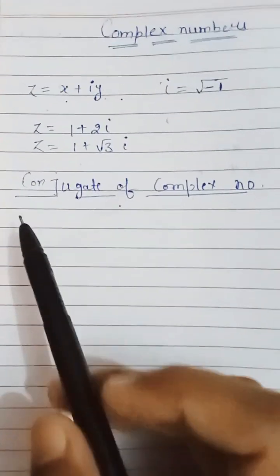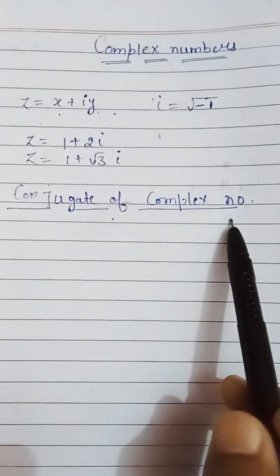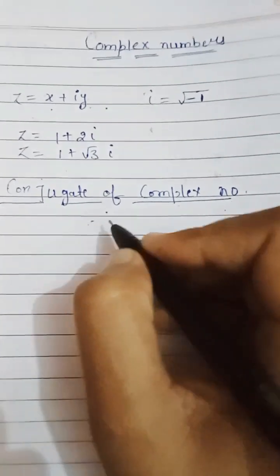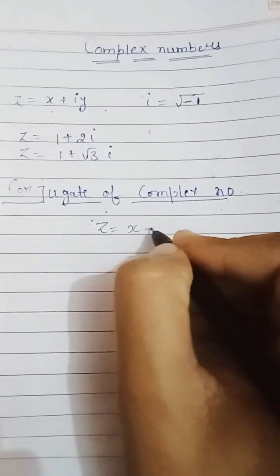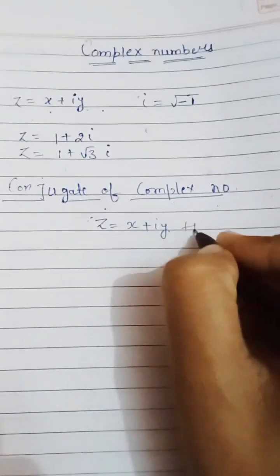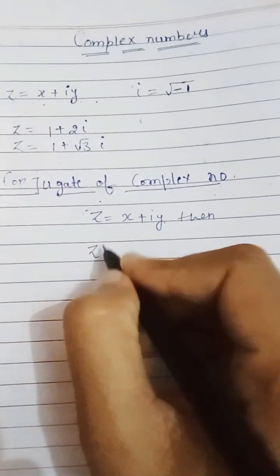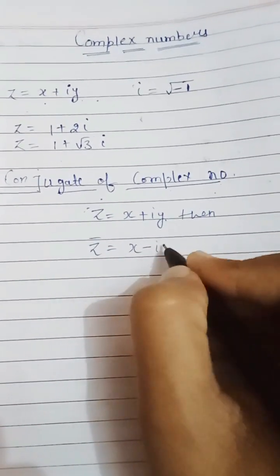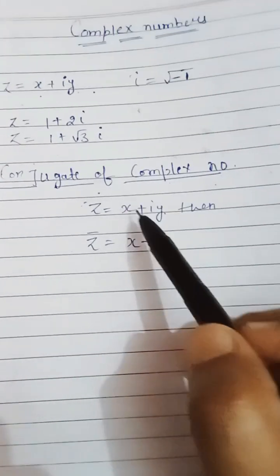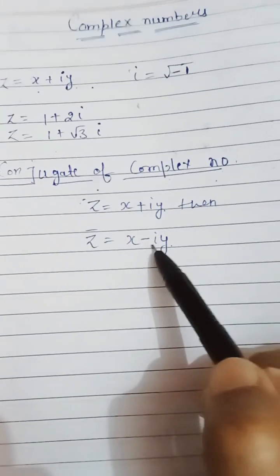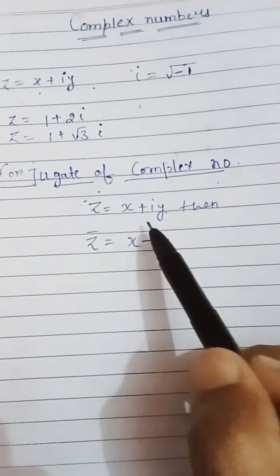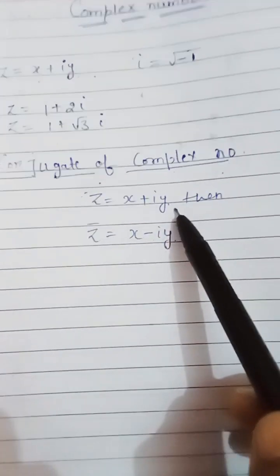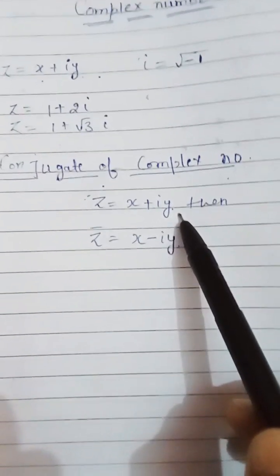So first property is the conjugate of a complex number. If we have a complex number z is equal to x plus iota y, then its conjugate is given by x minus iota y. So just change the iota to minus iota and we will get the conjugate of a complex number z is equal to x plus iota y.